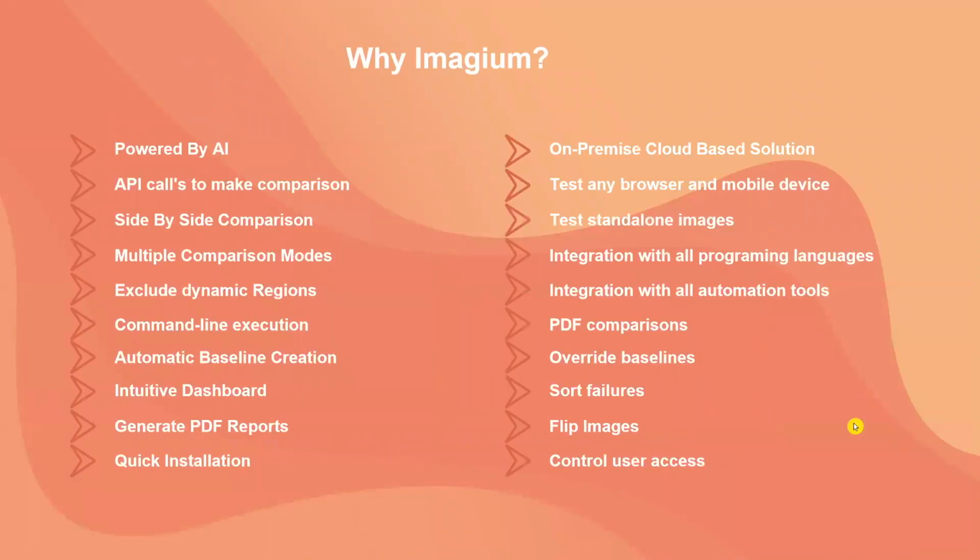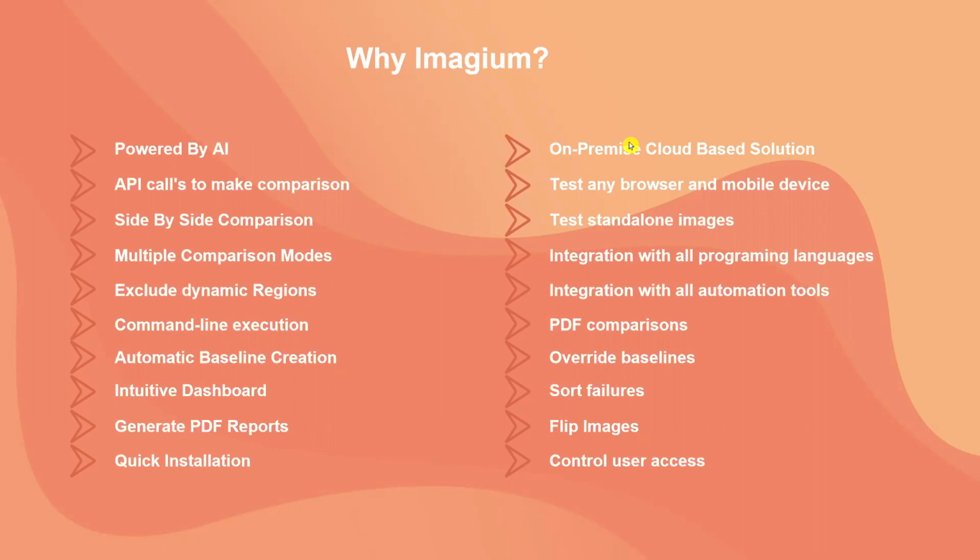Okay, so let's come to some of the various features of Imagium. Although it is very new in the market, the team is working day and night very hard to expand the tool's capability, but we still have a lot of capabilities right now. It is powered by AI, as we've already explained. API calls make comparisons, and there are no SDKs, so it is very flexible. You can have side-by-side comparison.